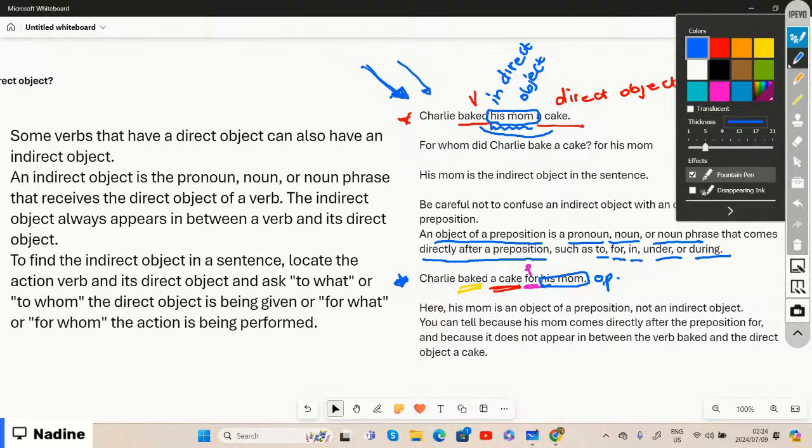And it's the object of preposition because it is not a direct object. The reason why it's an object of preposition is because it comes after our preposition, which is for.